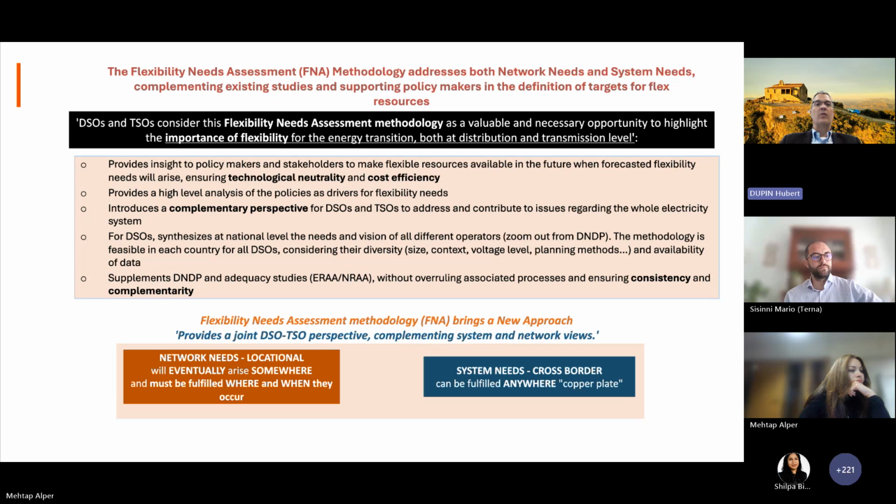However, system needs: wherever you are connected on the 50 Hertz, you have an influence on the system in any country, and in one country you also have cross-border issues. And likewise, as soon as you're connected on the 50 Hertz, you have an effect on the 50 Hertz. So the system needs can somehow be fulfilled anywhere on the system, on a copper plate. So on the one hand, system needs are copper plate issues, supplemented, and the methodology enables to fine-tune the system with network needs, which are locational and may impact the system needs. So that's the task we had to do.